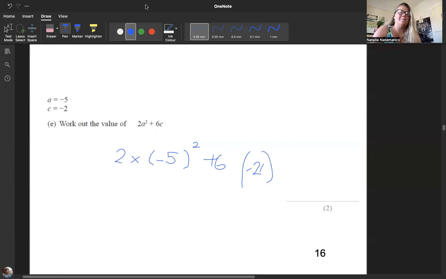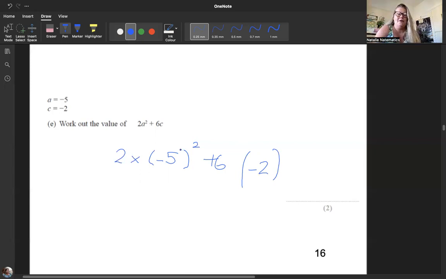That was meant to be a -2 there. Undo that. There we go. Just pop in there, -2. Now, remember, it is only the -5 that's squared. Think of your BIDMAS. Powers comes before brackets.